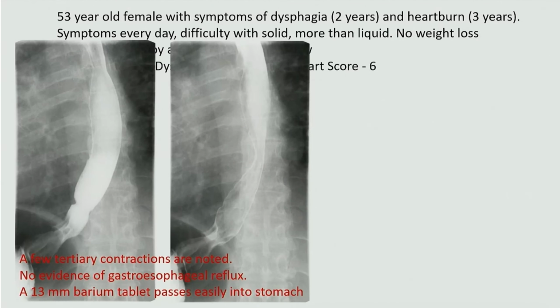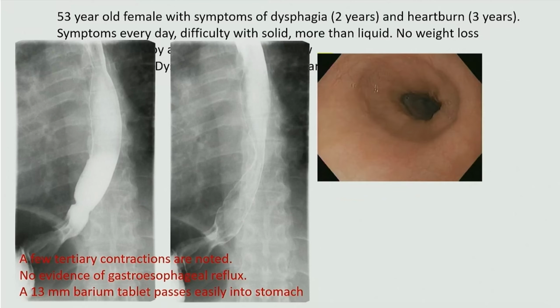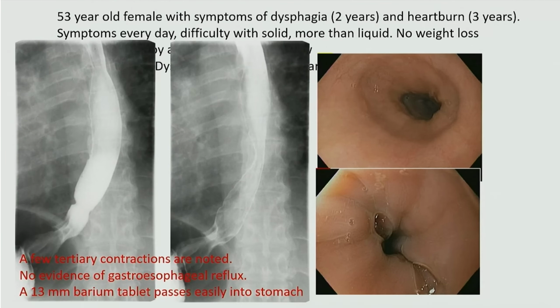The radiologist said that a few tertiary contractions were noted, no evidence of reflux, and a 13 millimeter barium tablet passed easily through the stomach. Actually, she had a normal biopsy. And this is the endoscopy of the upper esophagus and the distal esophagus near the Z line. She also had a normal endoscopy.